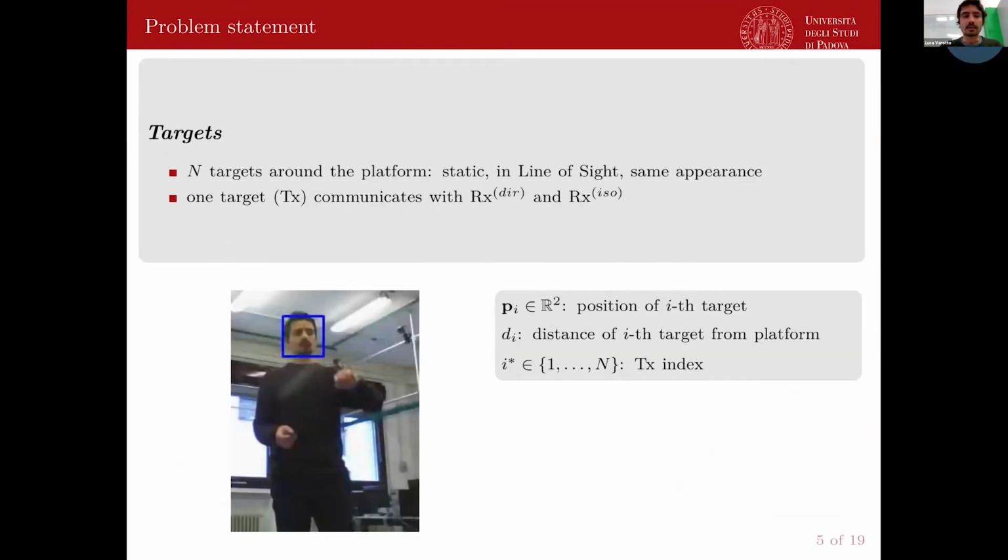The platform is surrounded by N targets, which are static, in line of sight, and with the same appearance. So they are all people, in our case, or markers, like in industrial scenarios, they can be IR markers. And one of these targets is a transmitter. So it can communicate with both receivers inside the platform. The transmitter is indicated and labeled with the index i star, from 1 to N.